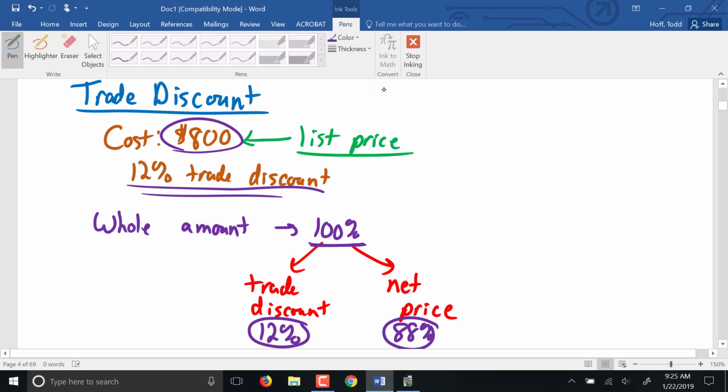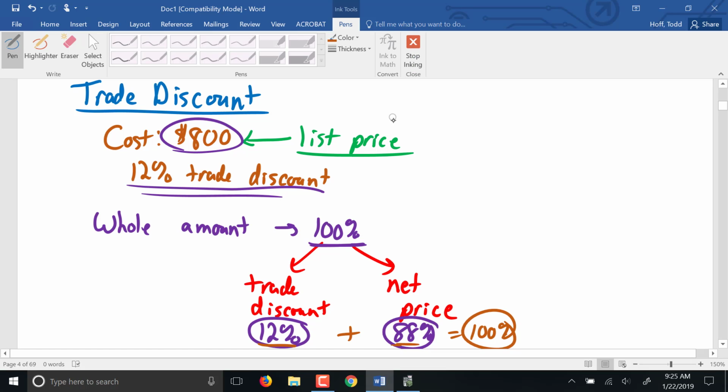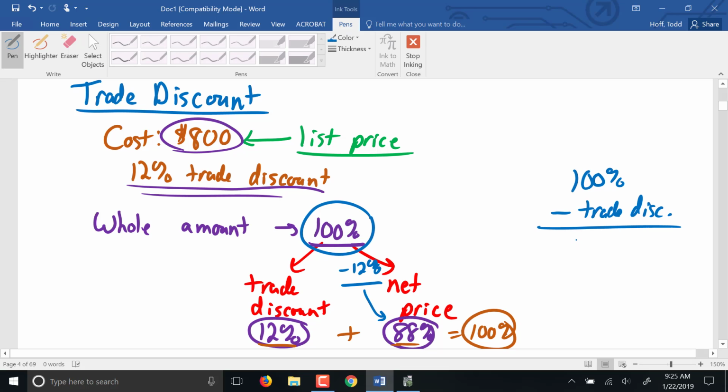You'll note here, 12 plus 88 equals 100%. Now, if you're wondering, well, how did I get the 88 in the first place? I just reversed that process. We had 100%. We subtracted the 12% to leave us with 88% left over for the net price. So it's always 100% minus the trade discount gives us that percent for the net price.